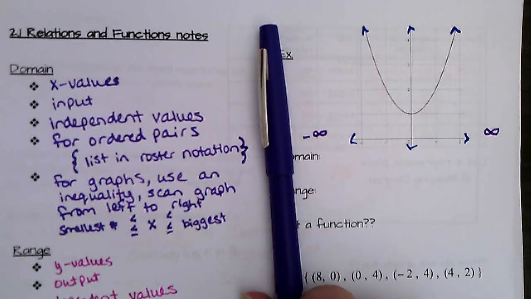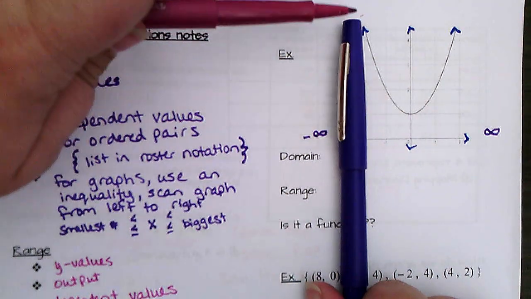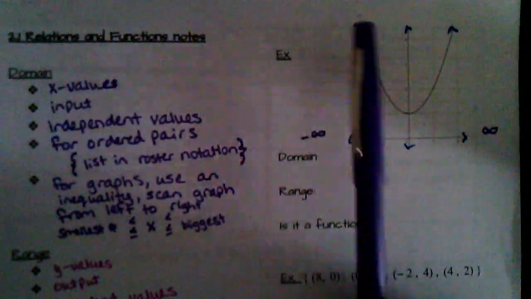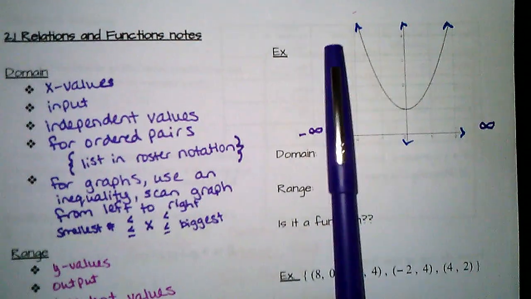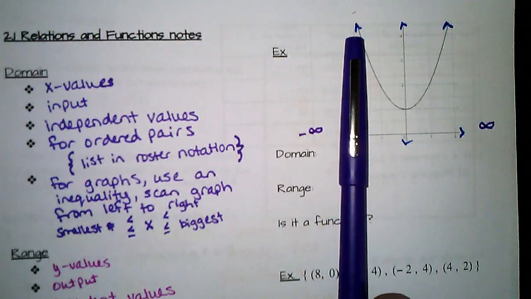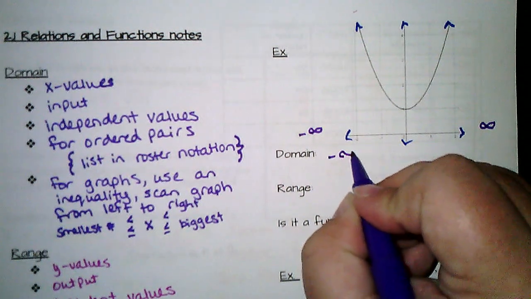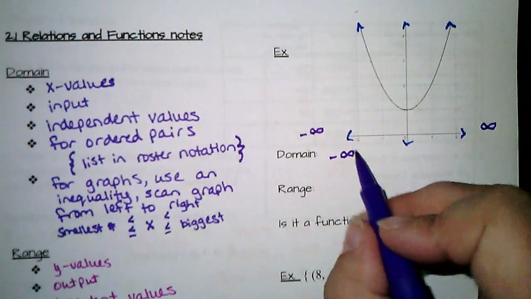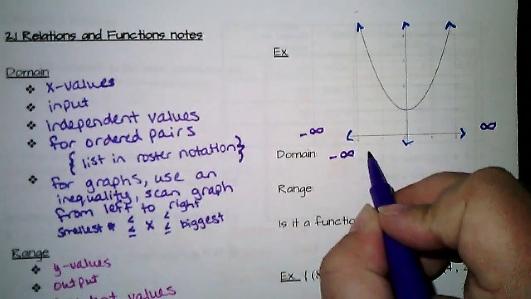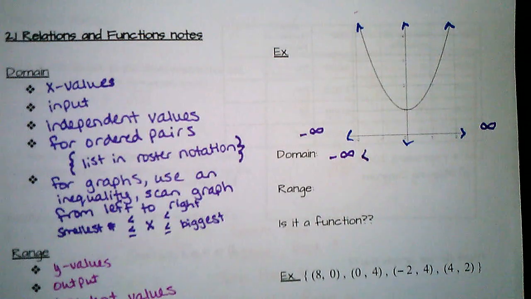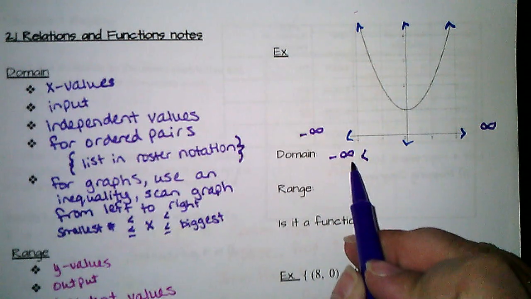As I put my pencil down and I scan from left, the first thing I hit is here. This place right here on my graph has an arrow, which means it continues on and on forever, meaning it will not stop. So where it begins is negative infinity, because it would continue on and on and on forever. When we use infinities, you always use a less than. You cannot use the or equal to because you can't ever touch infinity.